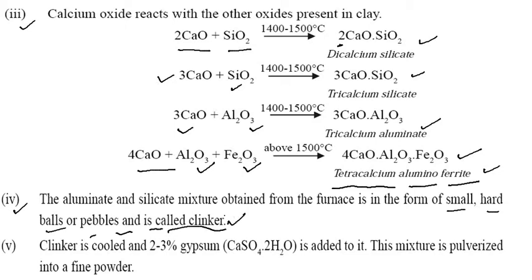What is clinker? It is a question also, so remember this fourth point. You can write this answer: clinker is cooled, then 2 to 3% of gypsum, calcium sulfate dihydrate, is added to it. This mixture is pulverized into fine powder.